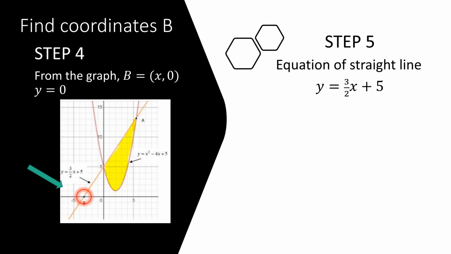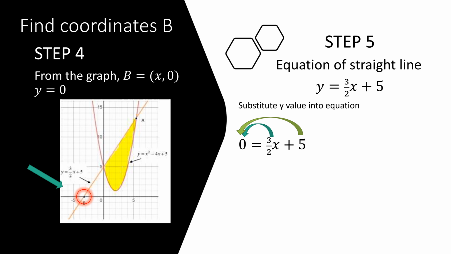In the equation of straight line, which is y equals 3 over 2x plus 5, we have to substitute the y value, which equals 0. So we will get the equation like this: 0 equals 3 over 2x plus 5. From this equation, we need to make x the subject. So we have to move the positive 5 to the other side and the 3 over 2 to the other side as well. So we will get an equation of x equals negative 5 divided by 3 over 2. The x value will be negative 10 over 3.